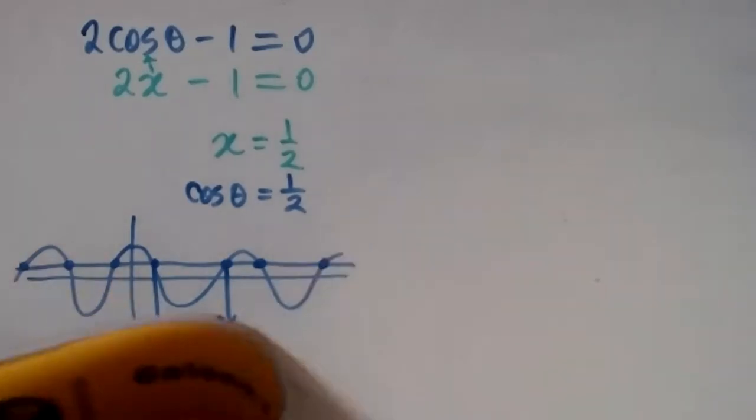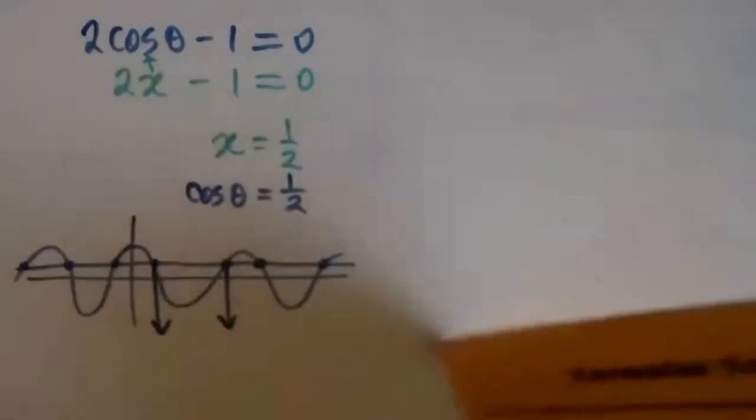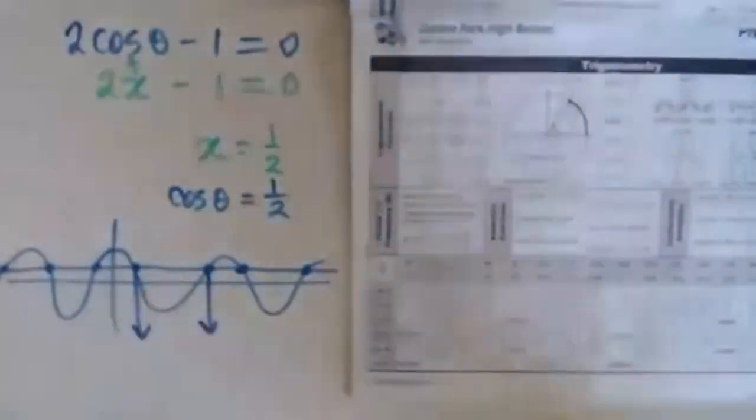Okay, let's see. What values in the unit circle give me 1/2? So, let's see, I go to the unit circle right here. Right here, yeah. Let's see now, not very clear.